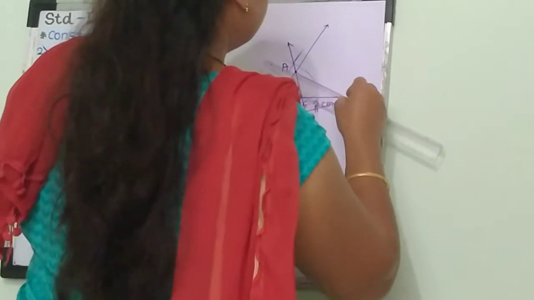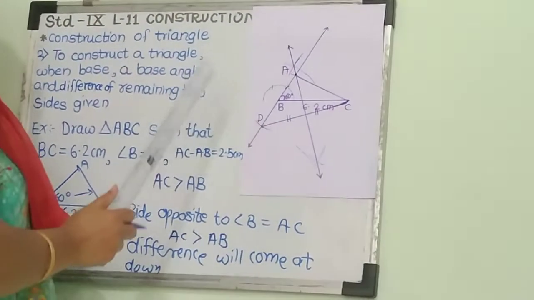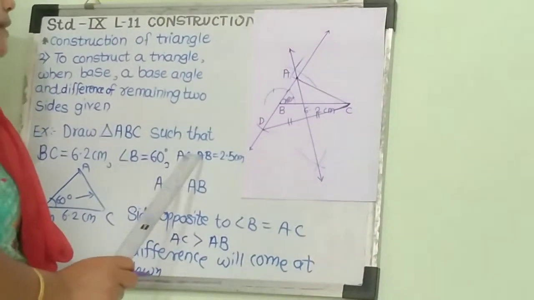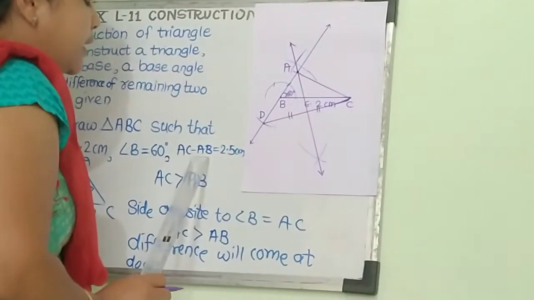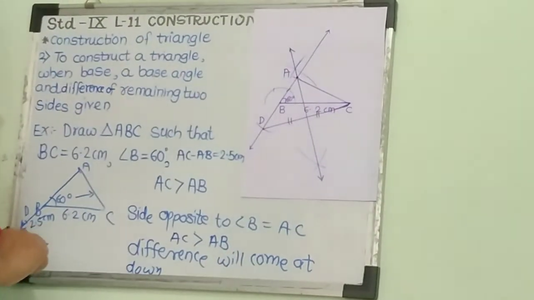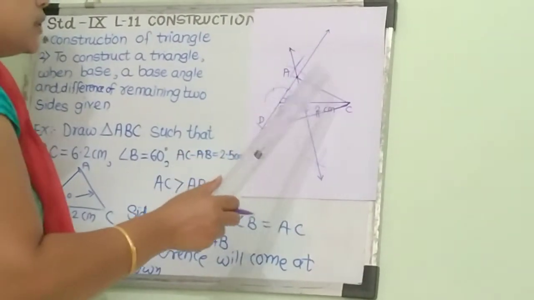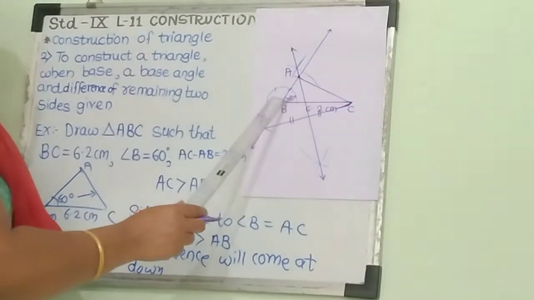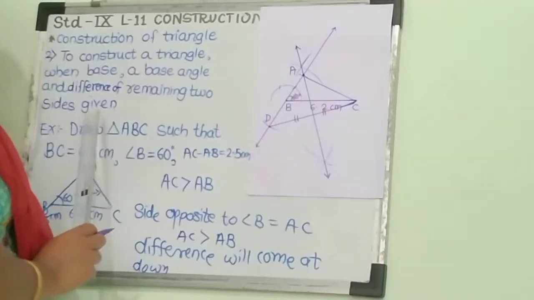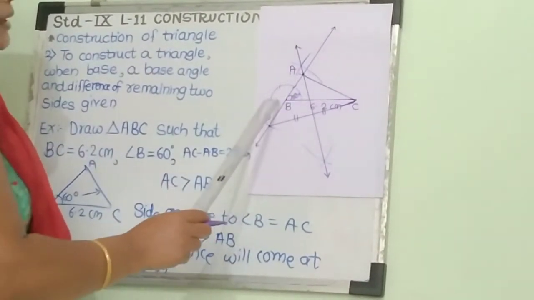Then we join AC. So in this way we can draw the construction when AC is greater than AB, or AC minus AB equals 2.5. Again I will explain this whole construction. First we draw BC, which is given as 6.2 centimeter. Then we have to draw the angle 60 degree.